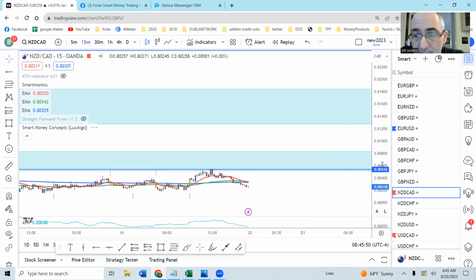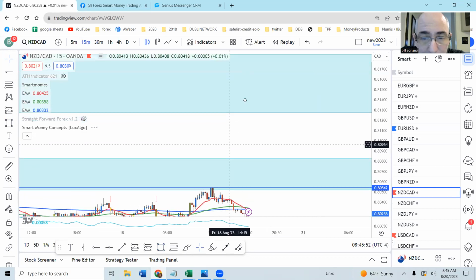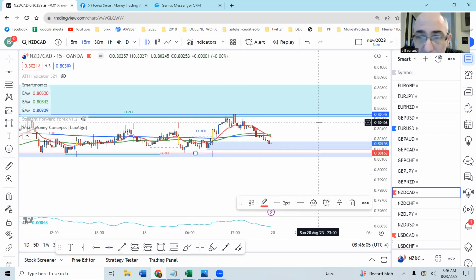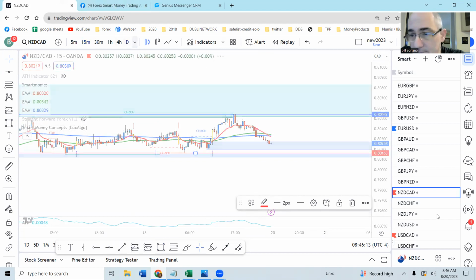And if we would drop down to the 15-minute here, we would look for a break of structure, probably right about here, that would give us that CHoCH, that change of character that would tell us it's now safe to take this down, right? So that's what we're looking at there.